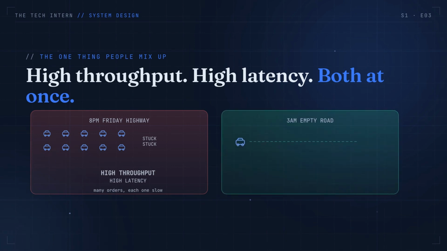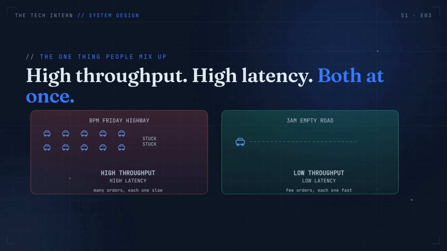Now, picture the same highway at 3 am. One car, no traffic, doing 120. Low latency, you're flying, but only one car is moving. Very low throughput. This is exactly what IRCTC looks like at 10 am on Tatkal booking day.